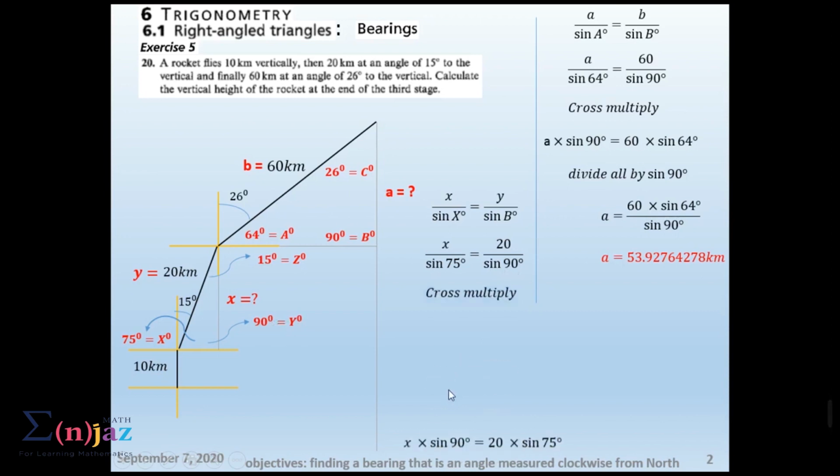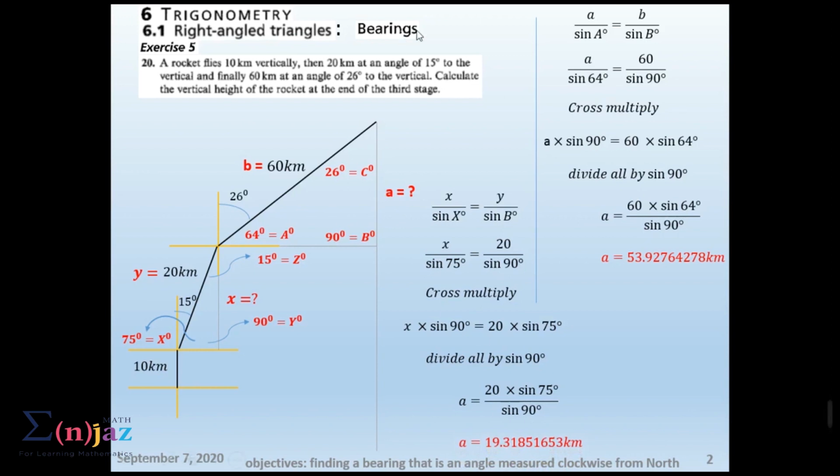Let's cross multiply. So it's x times sine of 90 is equal to 20 times sine of 75. We're getting rid of sine of 90 by dividing all by sine of 90. So x is equal to 20 times sine of 75 over sine of 90. If you insert this in the calculator, you're going to end up with x equal to 19.3 kilometers, and this is correct to 3 significant figures.